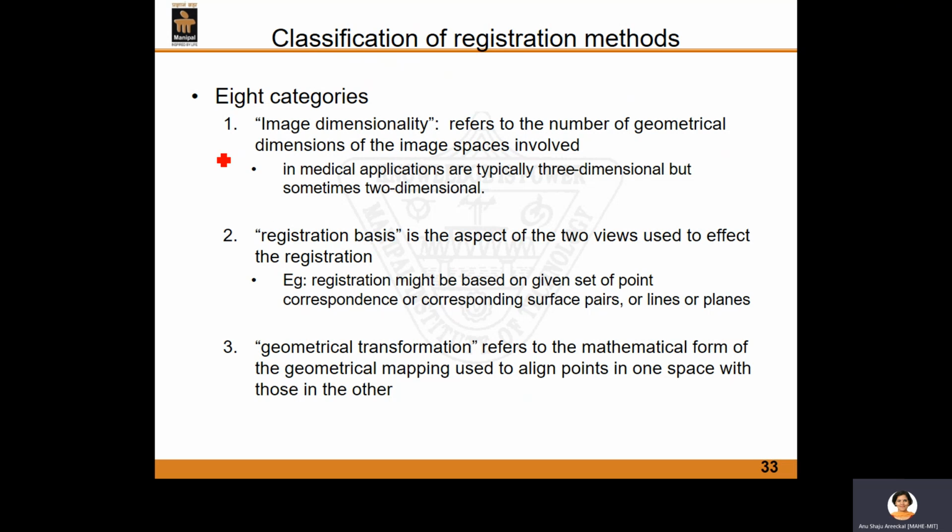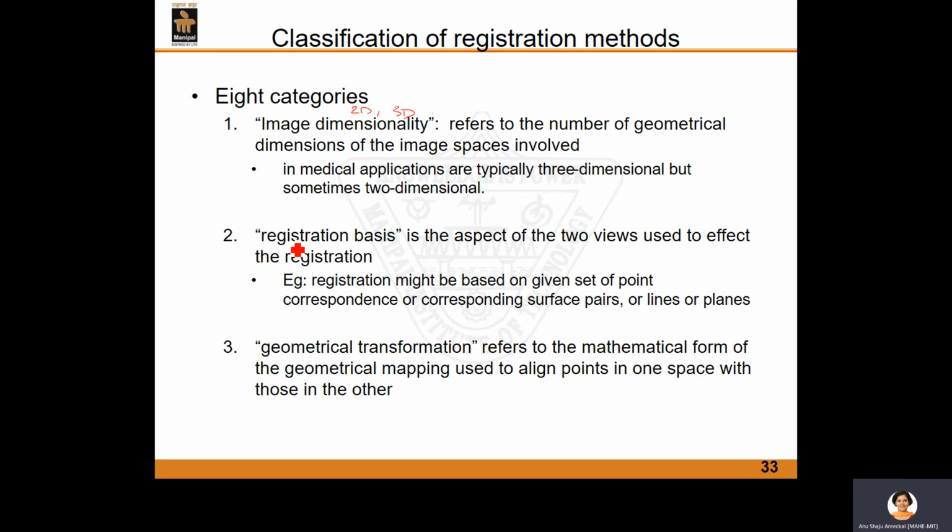So the first of the eight categories is based on image dimensionality. We can try to classify registration methods by looking at whether we are dealing with a 2D image or a 3D image. We can categorize the registration methods as 2D registration methods or 3D registration methods, etc.